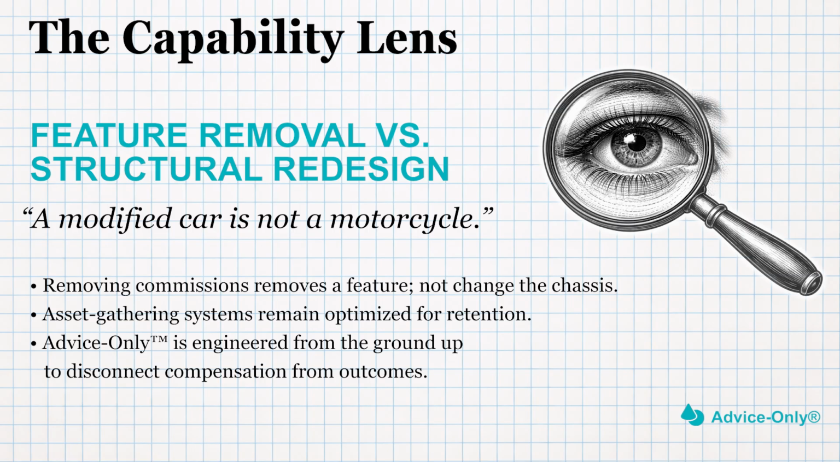Removing revenue sources does not change the system itself. It is like removing two wheels from a car. You may simplify it, you may make it lighter or cheaper, but it is still a car. It still has the same chassis, the same frame, and the same fundamental design. A modified car is not the same thing as a motorcycle engineered from the ground up for an entirely different purpose. A motorcycle is not a car with parts removed. It is fundamentally different in its design from the start.